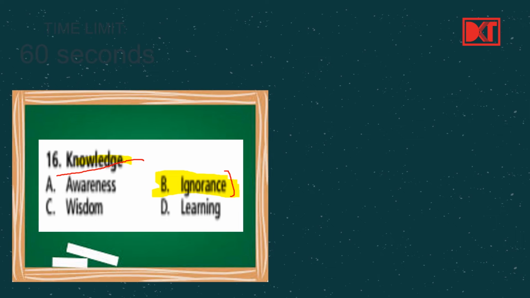Whereas other words like knowledge, gaining wisdom, gaining information, awareness, being aware of what is happening around, wisdom, intelligence, learning also, learning new things, skills. So all these words again can be synonyms of each other, whereas ignorance is an antonym.